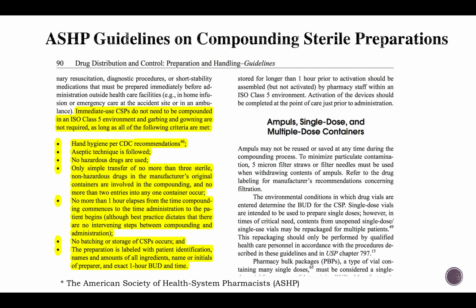According to the American Society of Health System Pharmacists, in compounding sterile preparation, in some cases it can be prepared out of the sterile environment, out of an ISO class 5 environment, unless there is hand hygiene according to CDC recommendations and following the aseptic technique.